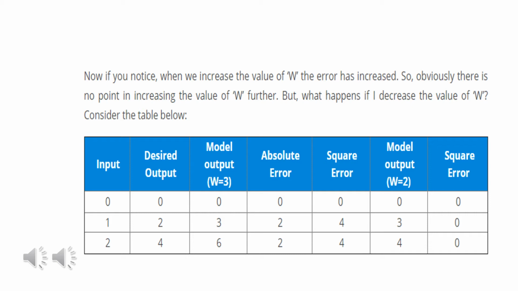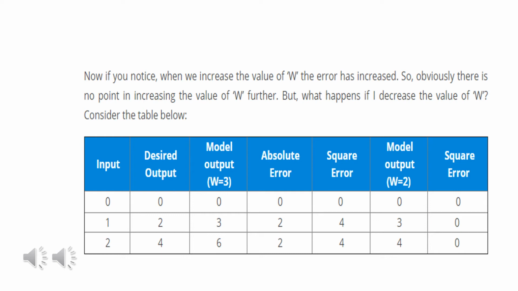But what happens if I decrease the value of W? Consider the following table. As you can see, I am just doing W equal to 2 rather than W equal to 3 or 4 as we have seen on the previous slide. So now the square error will be 0, 0, 0. So it is a good thing that we are decreasing the value of W.